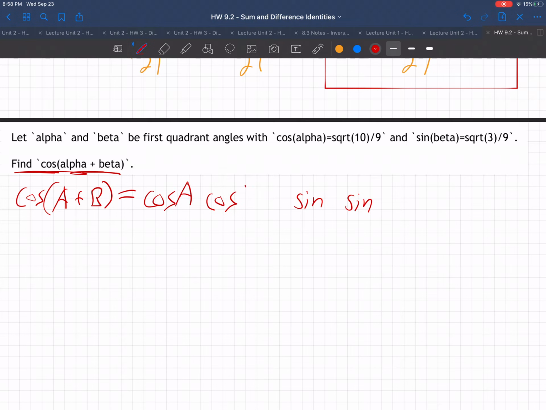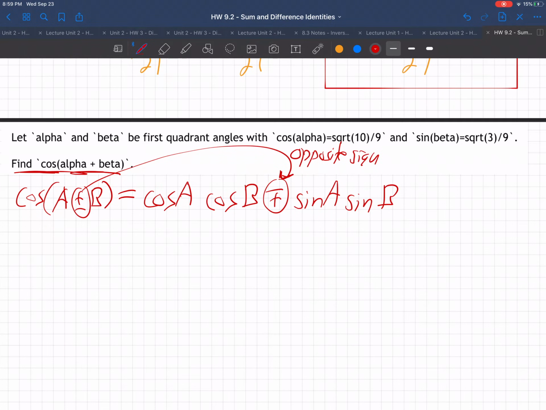And we go A, B, and this plus or minus becomes minus plus, its opposite sign. Okay, so they have plus. We don't need both versions. We have plus. They gave us plus. So then this right here is going to be minus because it's opposite sign.